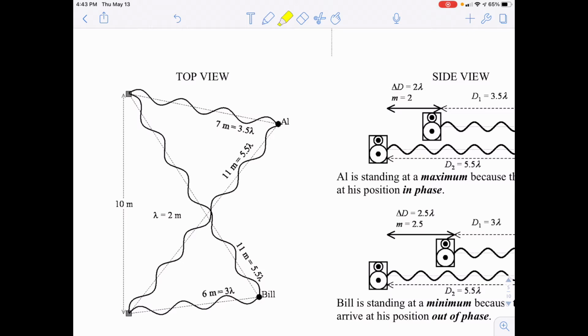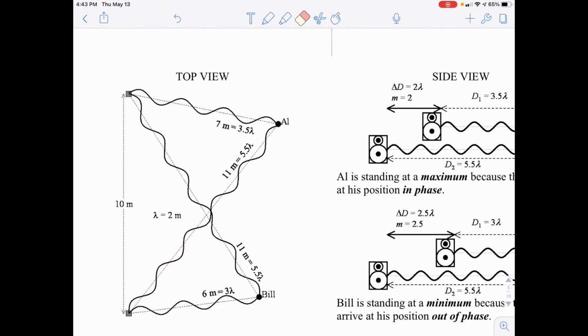So say you have 2 speakers, one source, and then here's another source right here. This wave is 7 meters long, and it's 3.5 wavelengths long. This is 11 meters, and it's 5.5 wavelengths long. They're meeting in phase with each other because they're meeting at the same spot. This crest goes with that crest, that trough goes with that trough. They're in phase with each other.